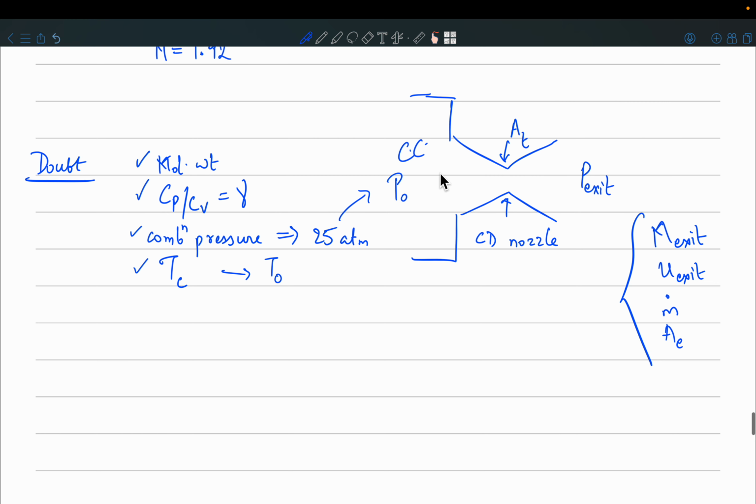Okay, so these are my stagnation quantities, and now I have a static quantity at the exit. So the moment I have a static quantity, I can find the Mach number, right? And yeah, so you will get this exit Mach number. Is that clear? Yes.